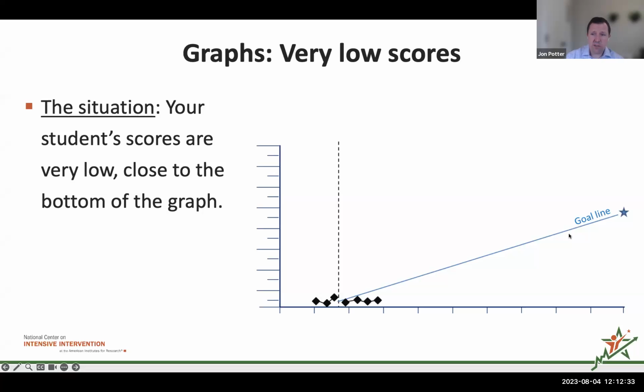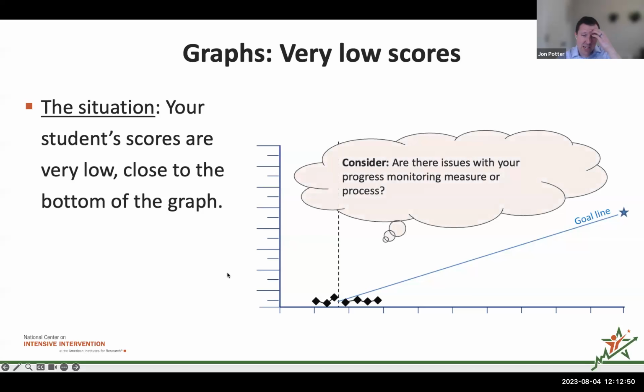So, first situation. You may see this a lot, especially for students with the most intensive needs, where we see this flat line at the bottom of the graph, no progress, very little. The scores are super low, and we're just not seeing any movement at all. When we see this, typically there might be an issue with your progress monitoring measure or process.